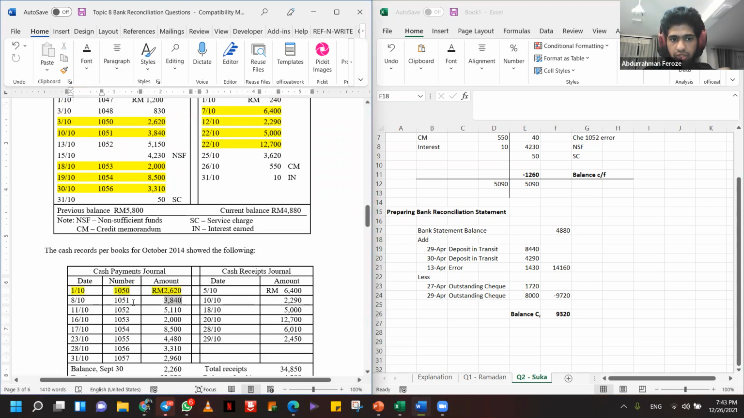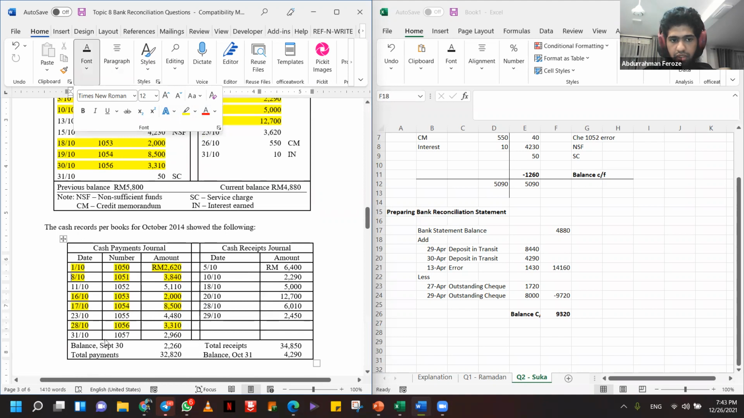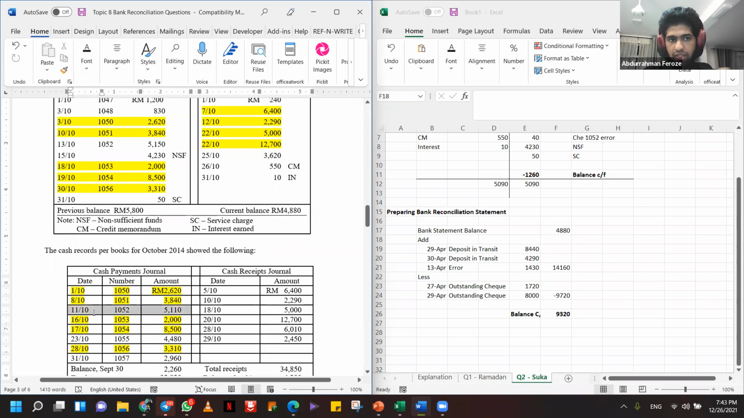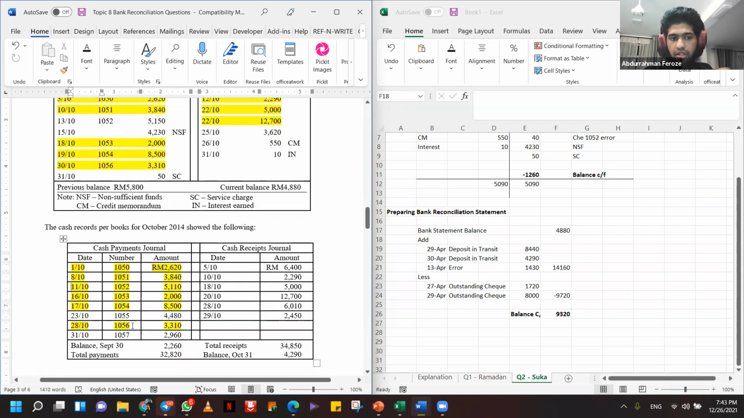All right, 3,840, and then we have 2,000. We have 8,500, and we have 3,310. All of this is there on the bank statement, right? Payment number 1052 was the cash book error, right? So we've already corrected this, so we can cut that off. But 1055 and 1057 have not been entered in the bank statement, right? So these are cash payments.